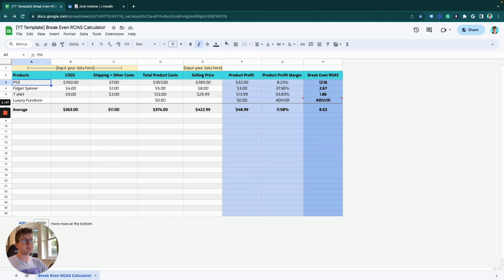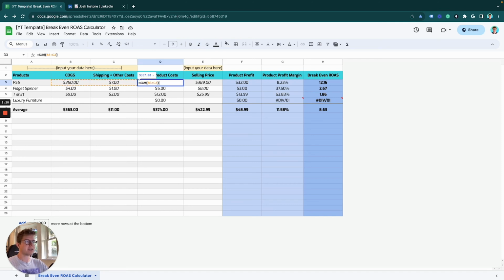So I like to do it per product and then create an average at the bottom, which gives me my average break-even ROAS. Okay, so for a product like a PS5, I worked previously with a gaming company who was just a reseller of anything gaming, and they have pretty low profit margins, so it's a bit of a struggle. So let's talk about PS5s, because we had to exclude PS5s and any sort of consoles from Google advertising based on this reason. So a PS5, the cost of goods for the manufacturer or the retailer is quite high. So it's $350, for example, and then the selling price would be something very similar, like $389, with shipping and other costs being at $7.